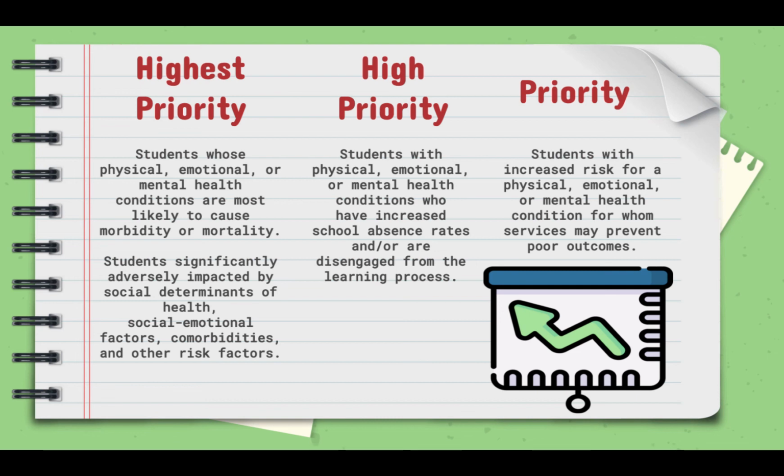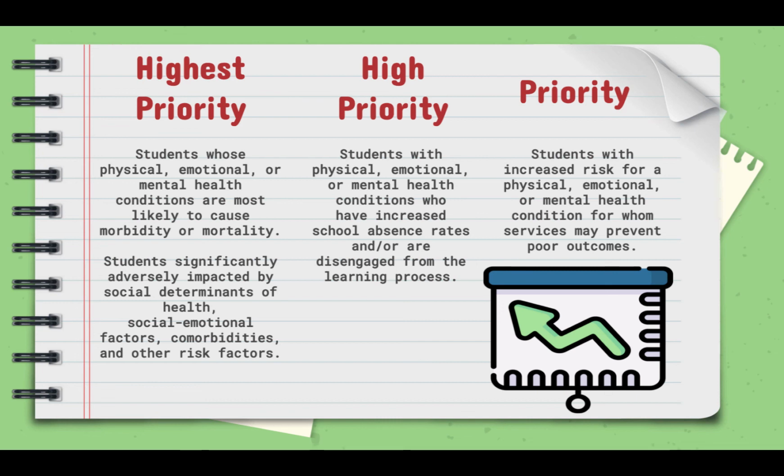Then you're going to shift to the higher priorities or high priority students. Those are those same students who have physical, emotional, mental health conditions, and maybe they have increased absence rates or who are disengaged from the learning process. And they have some potential to cause morbidity and mortality. And of course, they're impacted by those other social determinants, but there's a judgment call on where they fit into that high priority versus highest priority.